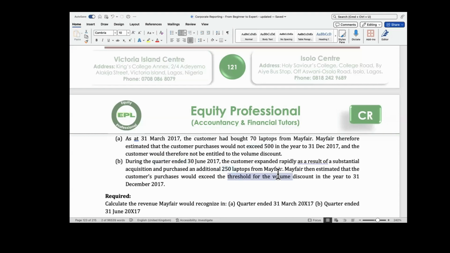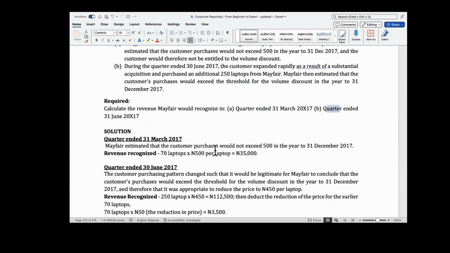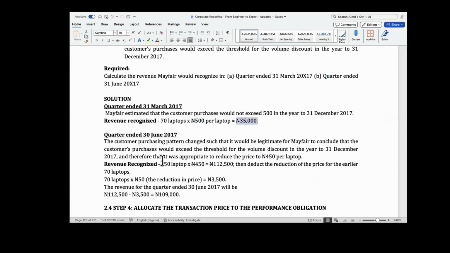So you now say calculate the revenue in the first quarter and in the second quarter. In the first quarter, the customer only bought 70. The question says that he believes they will not meet up with the 500 milestone, so he will recognize revenue at 500 naira. So that's 35,000. But in the second quarter, the customer bought 250. At this point, the question told us that he estimates that the customer will meet up with the 500, so we're going to recognize revenue at 450 naira.